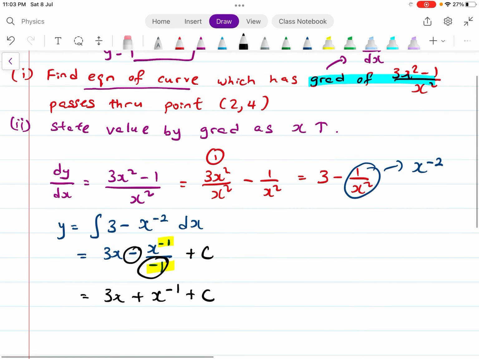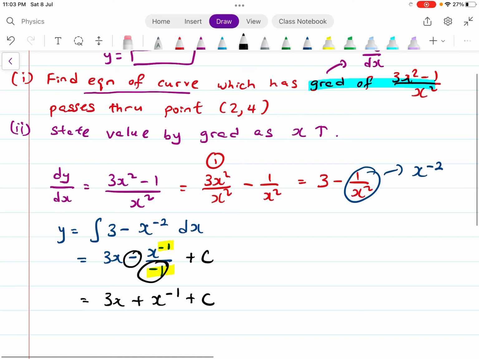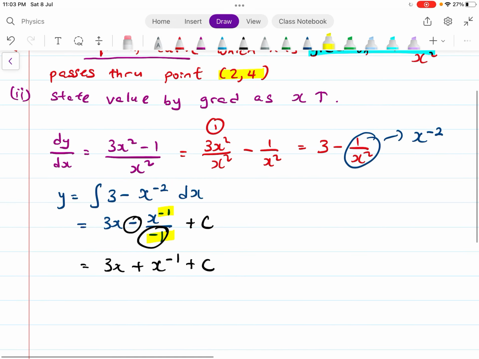The next thing to do is to find the value of c. So how do I find the value of c? That's where you need to look at this: they say this curve passes through (2, 4). So I just need to sub in. Before you do the substitution, I make it nicer: 3x plus 1 over x plus c.